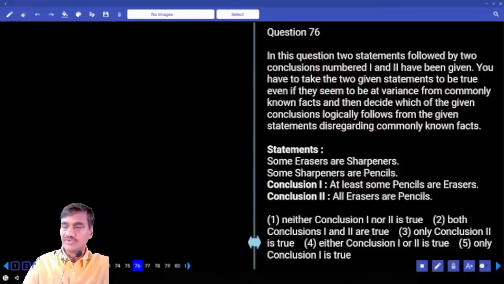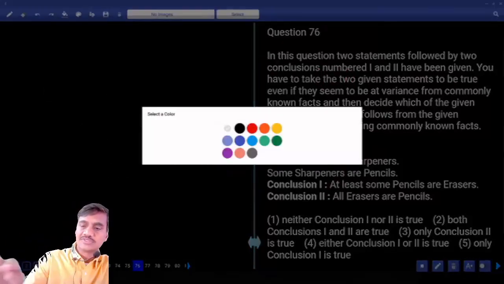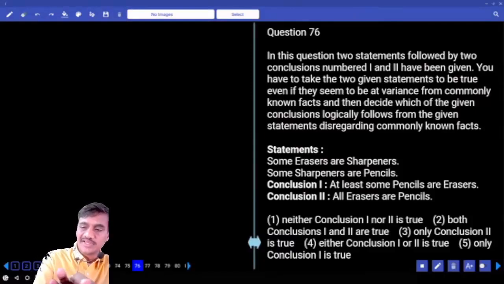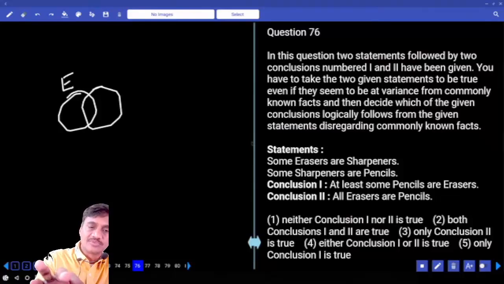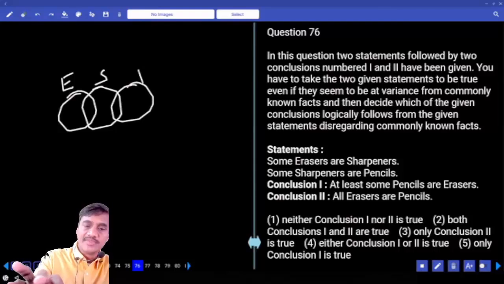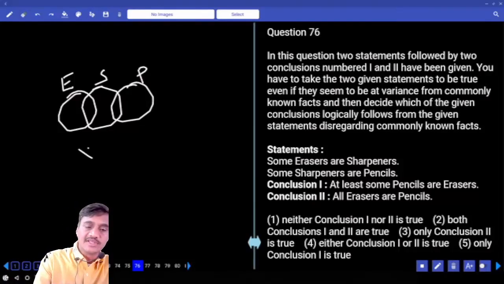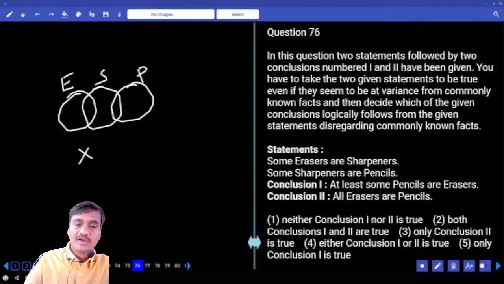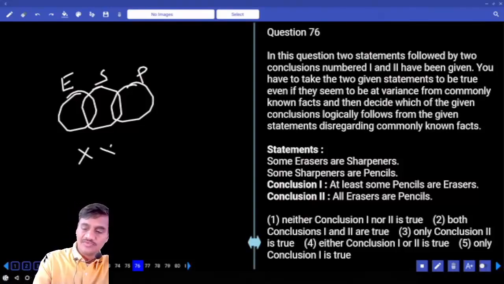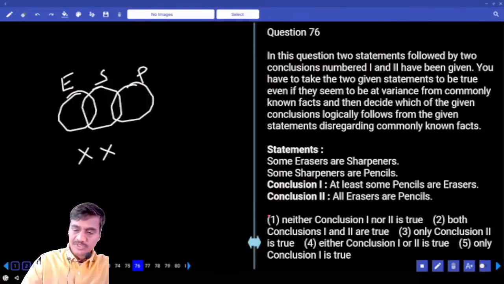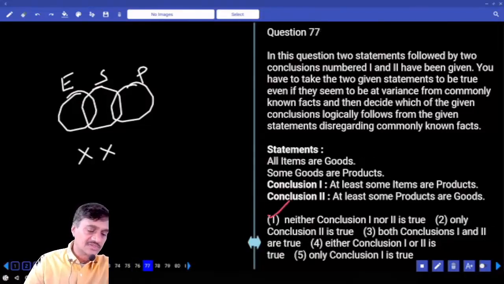Then 76 onwards, they are based on syllogisms. Now in these syllogisms, some erasers are sharpeners. Some erasers or sharpeners can be written like this, eraser and sharpener. And in the same way, some sharpeners are pencils. Then question number 76, conclusion 1: some pencils are erasers. Pencil and eraser, no intersection between these two. Conclusion 2: all erasers are pencils, that's again false. Neither one nor two. Choice 1, question number 76.